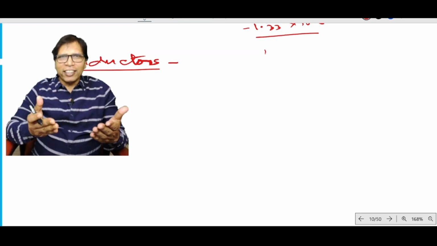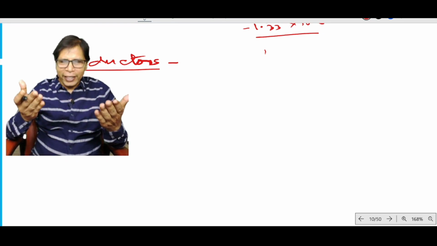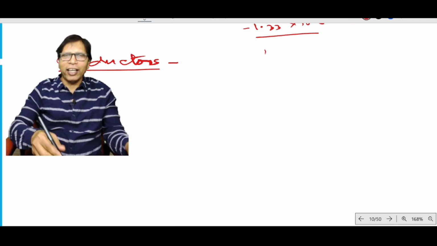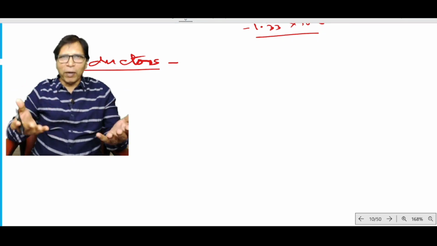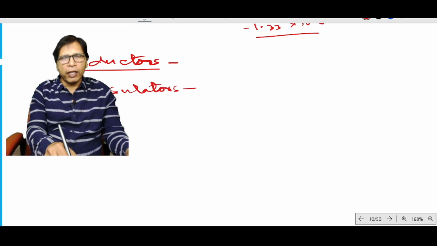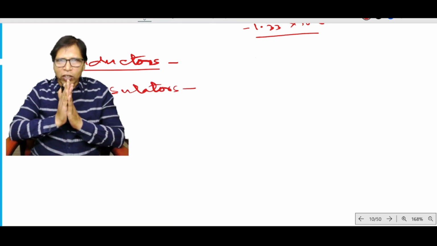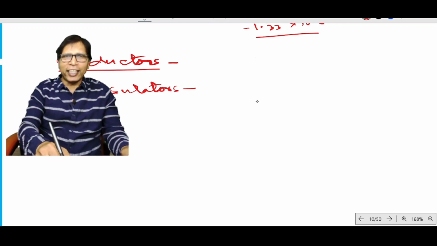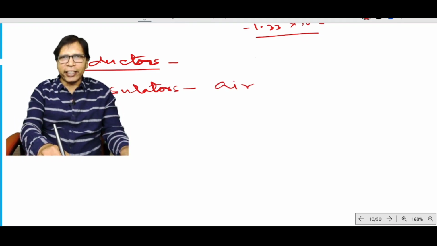Now conductors. The substances which conduct electricity are called conductors, like aluminum, copper, silver, etc. Now insulators. The substances which do not conduct electricity are called insulators, like air, wood, etc.